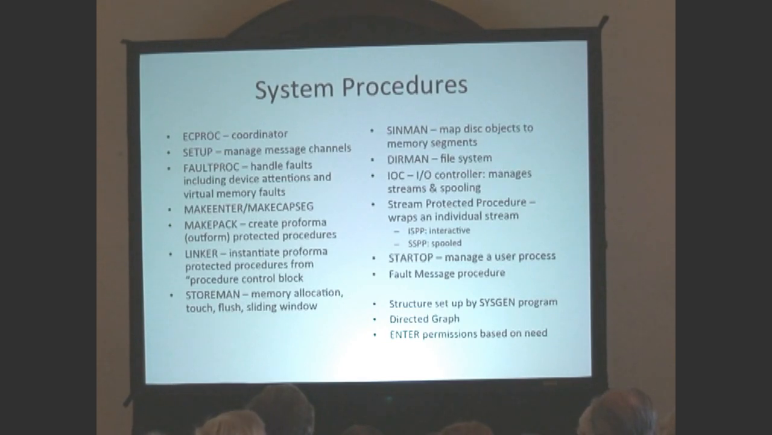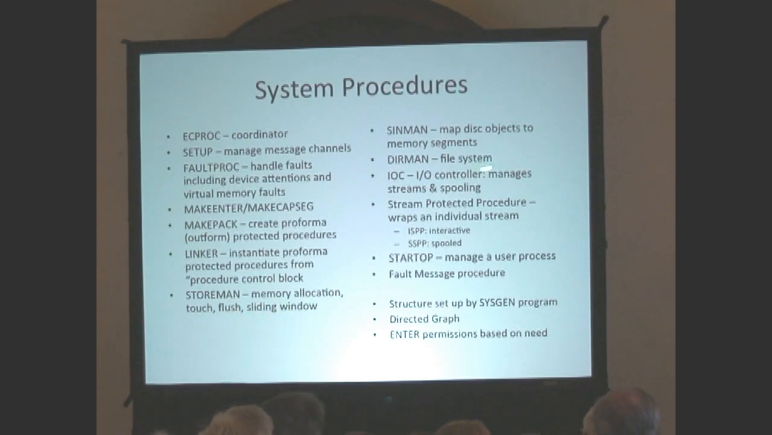I won't run through them all, but for example, there was a store manager that you could go to allocate memory. Please make me a new segment. Please touch this segment so it's pulled into memory. Please flush this thing out to disk. If you had a segment that was very large, you could actually operate a window on it, so rather than swapping in the whole thing, you just brought it in kind of section by section.